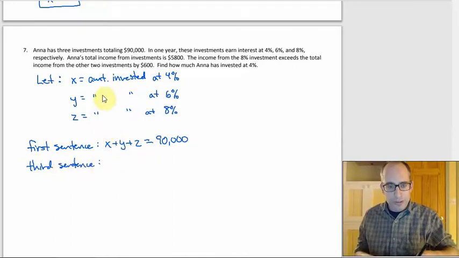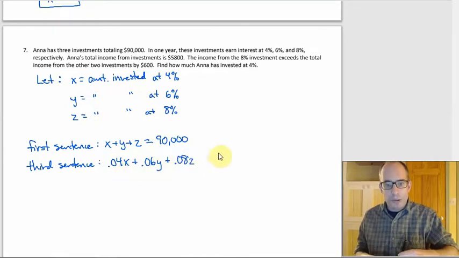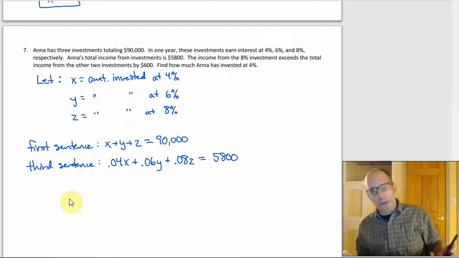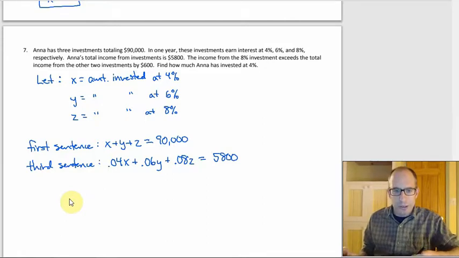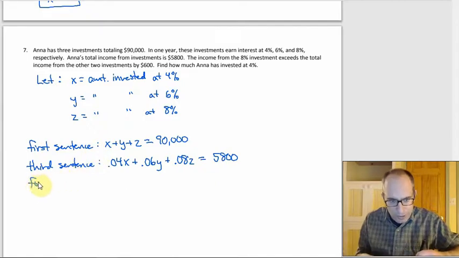All right, so the investment income, we can do this piece by piece. If this first one's invested at 4%, the investment income for a year would be 0.04 times x. The second one's invested at 6%, so the interest income is going to be 0.06 times y. And the third one at 8%, 0.08 times z. So you add the three individual interest incomes together, you'd have to get the total, which is 5,800. Then the fourth sentence, that the income from the 8% investment exceeds the total income from the other two by 600.